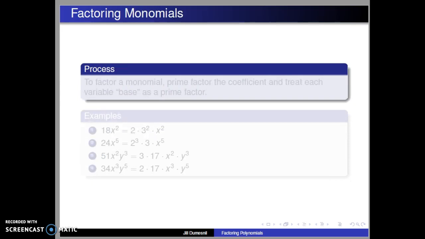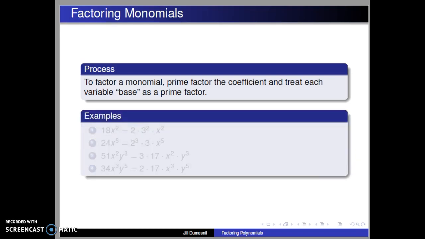Now let's consider factoring monomials. To factor a monomial, we prime factor the coefficient and treat each variable base as a prime factor. As usual, examples will help to clarify. To factor 18x squared, we begin by prime factoring 18. We get 2 times 3 squared times x squared. Notice that we used x as a base factor.